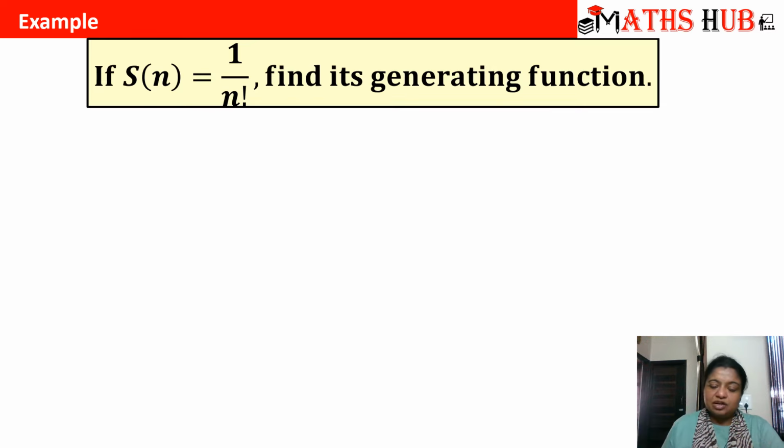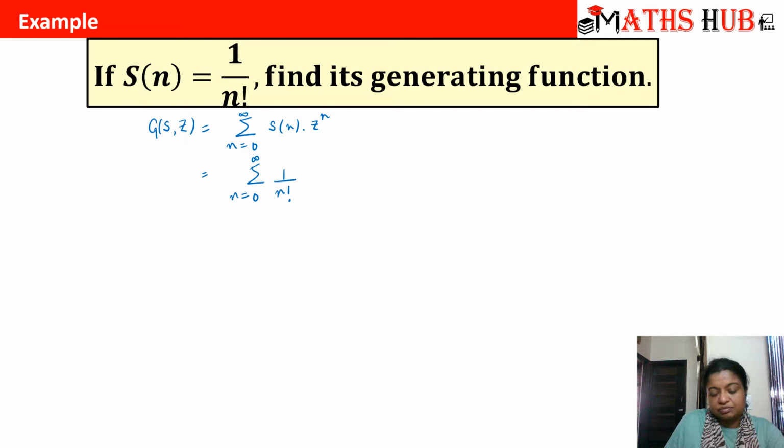We have the first sequence as 1 by n factorial, so we have to find its generating function. So let us see how to do it. Now we know that a generating function g of s comma z is nothing but summation n going from 0 to infinity, sequence Sn into z raised to power n. So now we are given that the nth term of the sequence is 1 by n factorial. So let us substitute over here into z raised to power n.